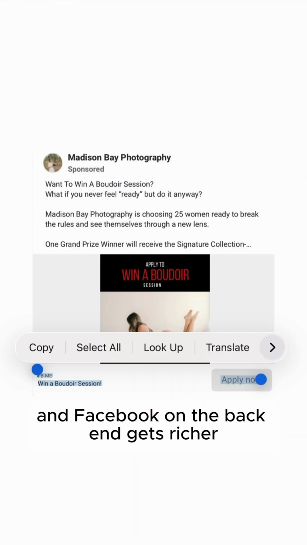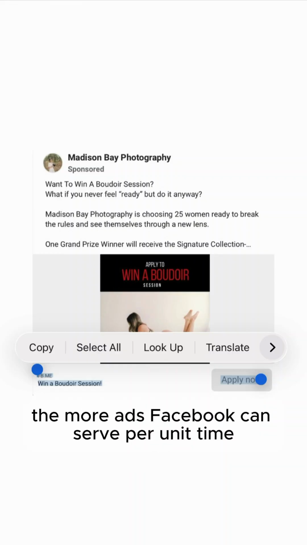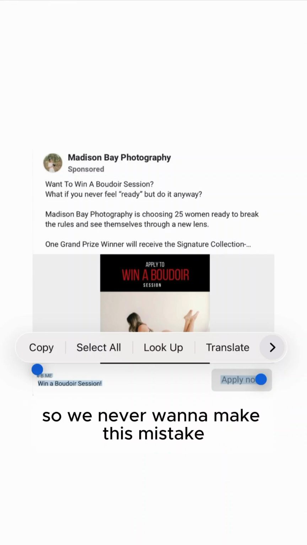And Facebook on the back end gets richer because the more women scroll by our ads per unit time, the more ads Facebook can serve per unit time, and they make more money when they do that. So we never want to make this mistake.